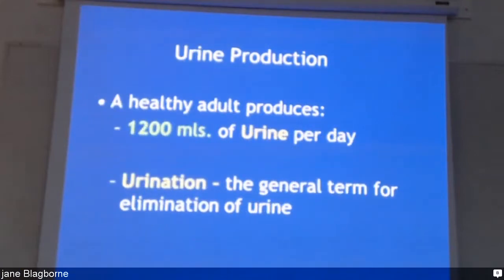So a healthy adult produces 1,200 mils of urine per day. And because it's in green, guys, okay, it's important.